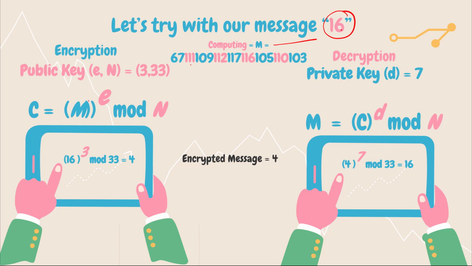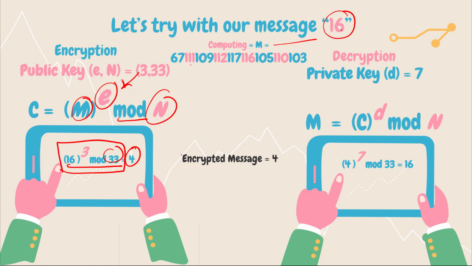So I'm going to take the 16, this is my message, and raise it to the power e, which is my e, if you remember from the previous discussion. And I'm going to perform the mod n, which is mod 33. When I perform this, I will get the number 4. You can use a calculator to verify this. Then I'm going to send this encrypted message over to the other party.